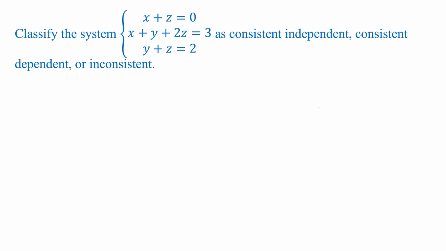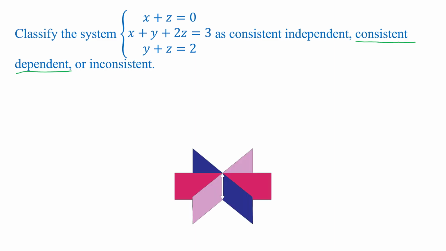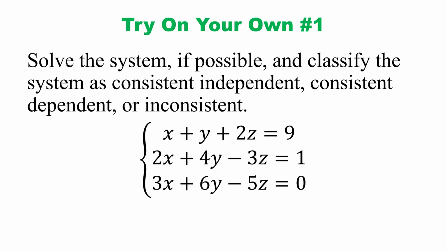What does this mean classification-wise? Our system is consistent because there's at least one solution. The solutions we would have here are dependent on each other, so we say the system is consistent dependent. Graphically, that tells me that the three planes might intersect in a line, as we have going on right here. All three planes could intersect in a single line, and along that line would be all of our solutions, an infinite number of solutions. Try on your own number 1.